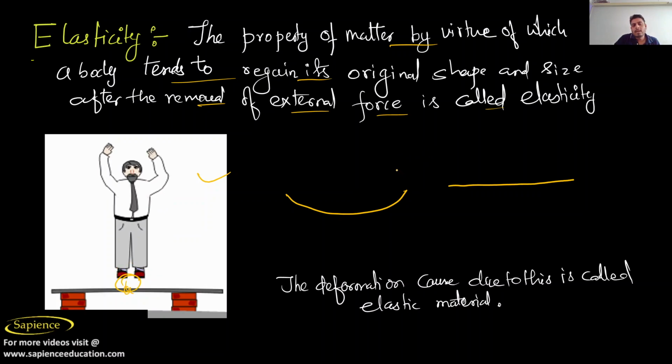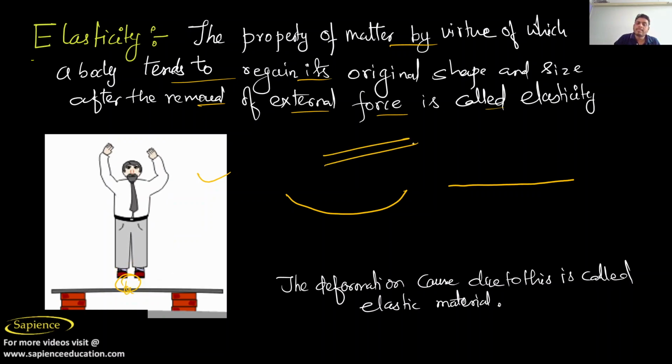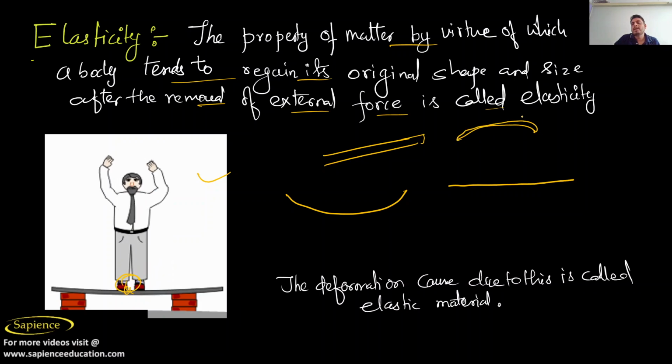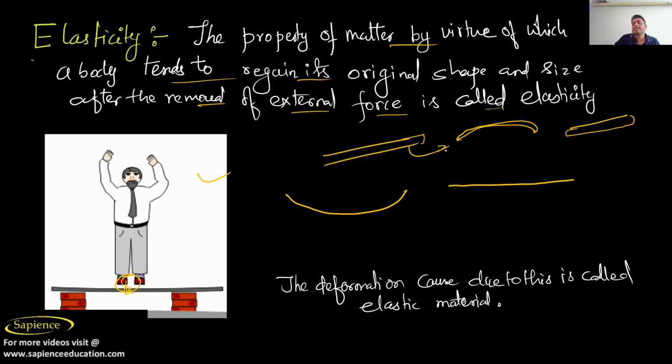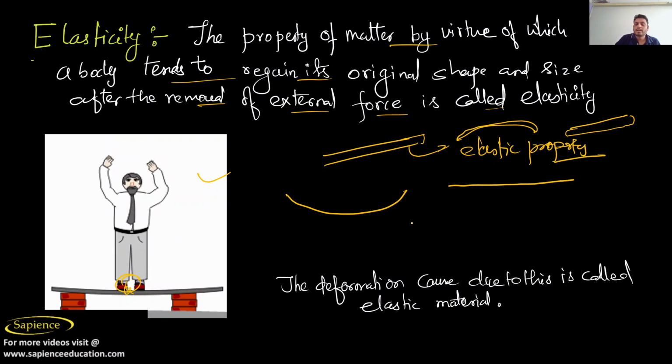So whenever any body regains its original shape and size, the property of the body is known as elasticity. For example, if you take any rod and bend it like this, it again regains the straight shape. So this property of the rod is known as elastic property. I hope you have understood now, right? The deformation caused due to this is called elastic deformation in the object.